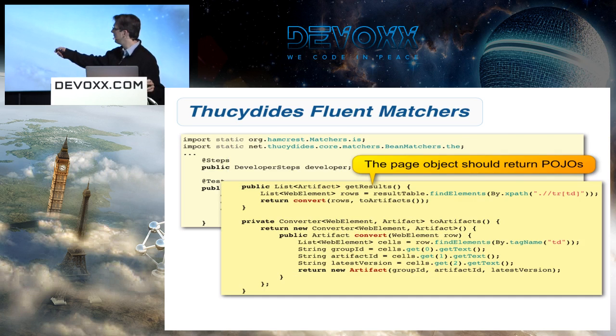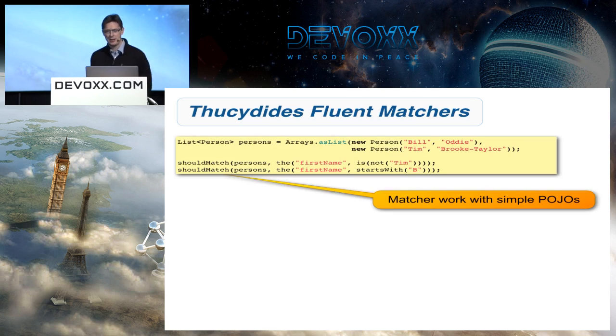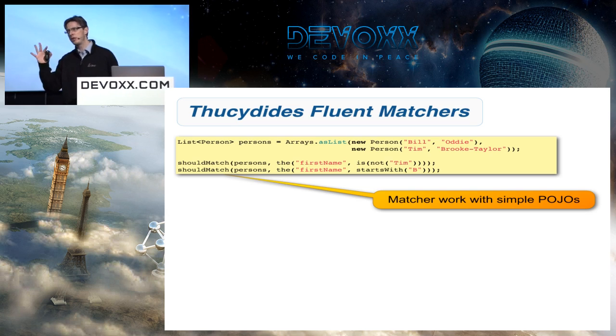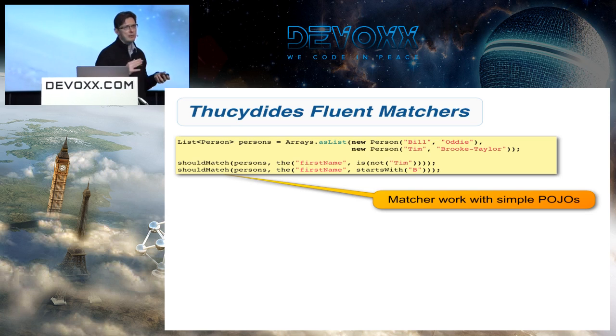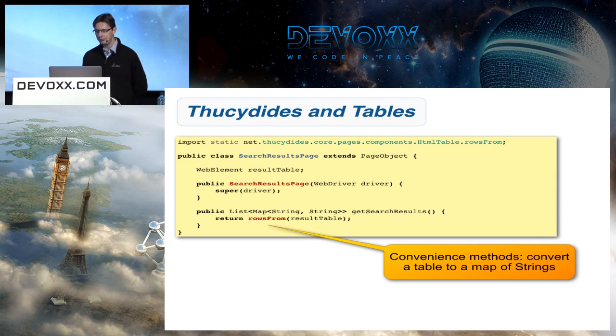So here we've got artifact as a POJO. This getResults just returns a list of POJOs. So it returns the contents of the HTML table as a list of POJOs, and then matches the contents of those values against the POJOs. So you can use any Hamcrest matchers here. This actually comes in quite useful whenever you've got tabular data. Whenever you're working with lists of results and you want to make assertions about the contents of those results, this can come in quite handy.